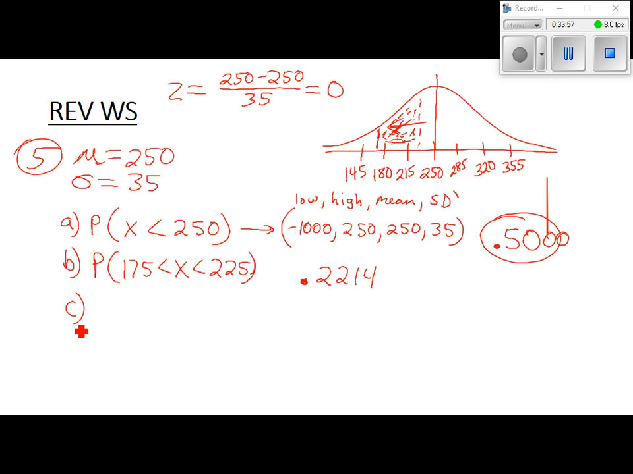Letter C, the probability that you get a utility bill that's more than 275. So we want greater than 275. What's our low limit this time? 275. What's our high limit? 1,000. You might even go up to 10,000 because there may be some bills there. Then we put in our mean and standard deviation. What's it give us? 0.2375. Everybody agree with that? About 24%.